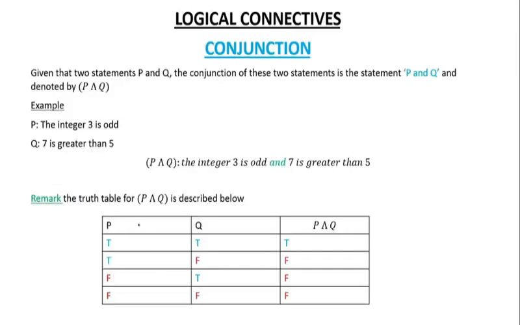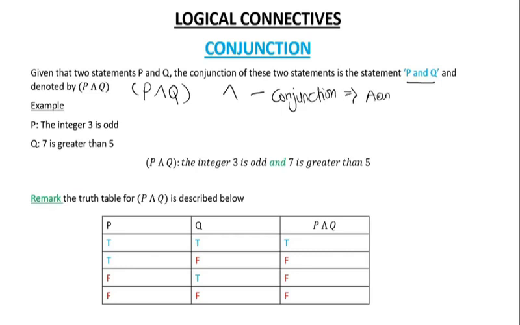Let's continue. Now we want to look at logical connectives. The first one we want to look at is conjunction. So what is conjunction? Given two statements P and Q, the conjunction of these two statements is the statement P and Q. So the conjunction of two statements can be written as P and Q, and it is denoted by the symbol or the phrase P and Q. So the inverted V symbol that we have here is what? The conjunction symbol.